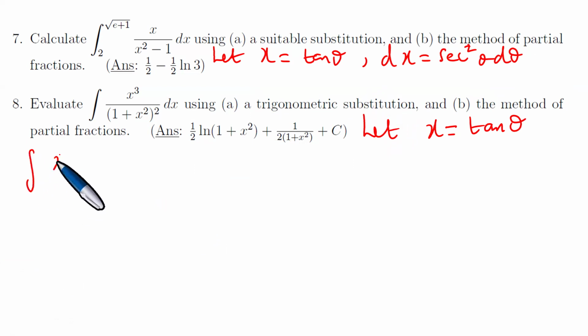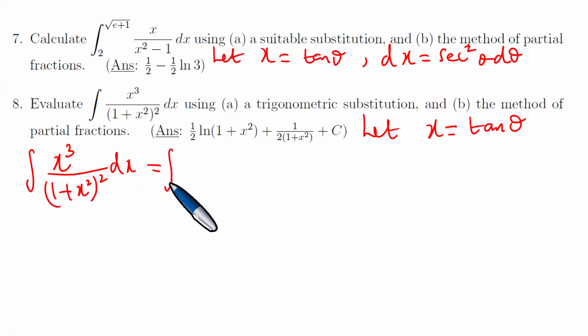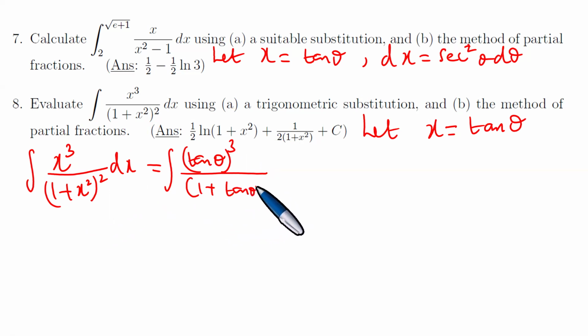Then you'd have the integral of x cubed over 1 plus x squared, all squared, dx. Now x cubed is the tangent of theta cubed, over 1 plus the tangent of theta squared, all squared. What is dx? It is secant squared theta d theta. Like so. 1 plus tangent squared is the secant squared, but here we have the secant squared, squared.